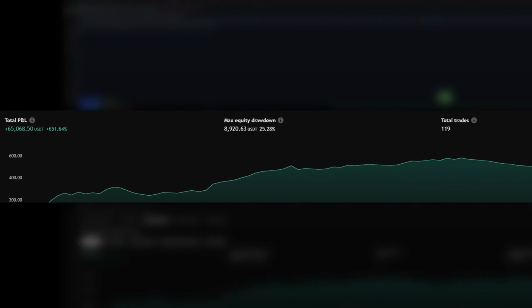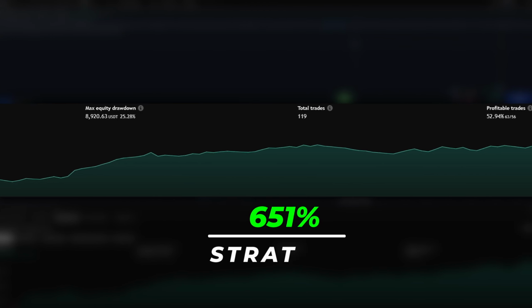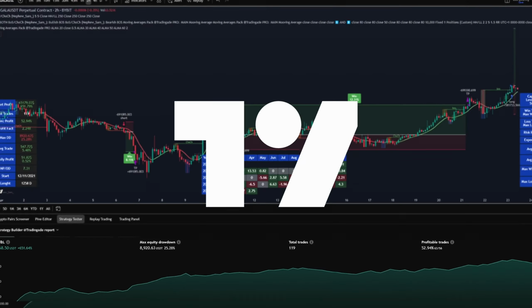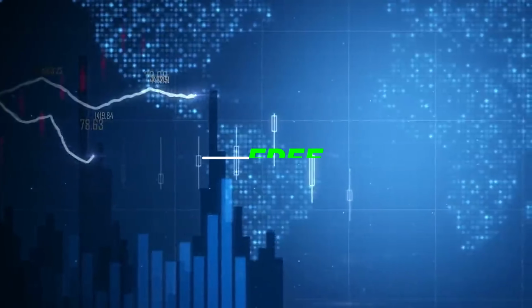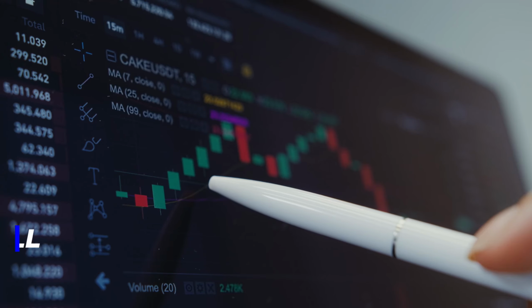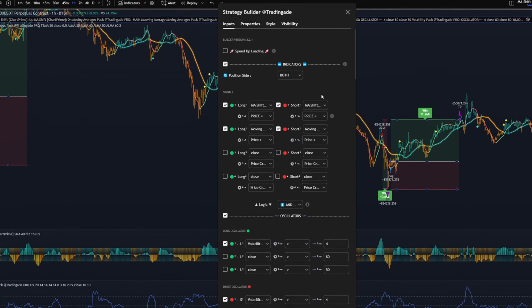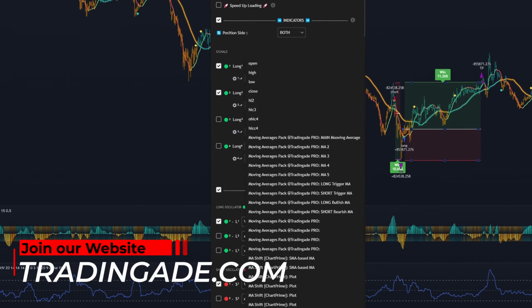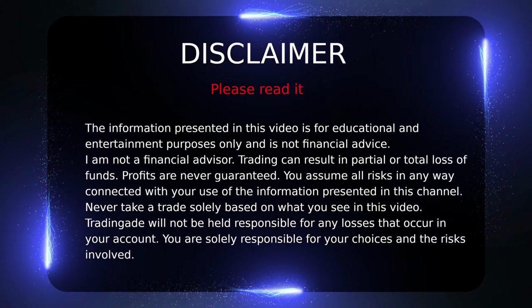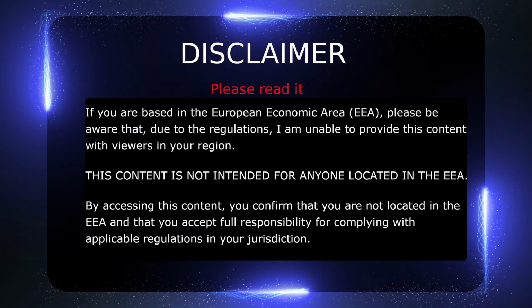Today we're gonna check out this 651% trading strategy backtested on TradingView that uses smart money concepts. We're gonna use a free TradingView indicator to generate buy and sell signals and our premium strategy builder indicator to open, close and backtest trades directly on the charts. So, let's jump straight into it.